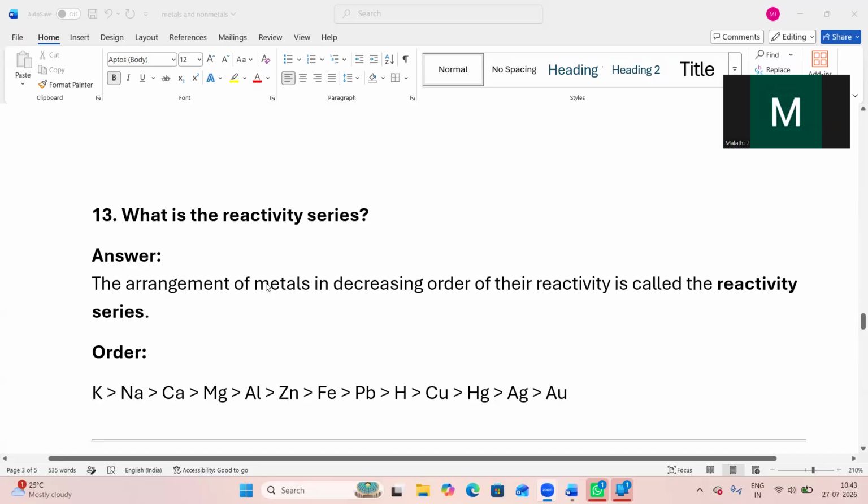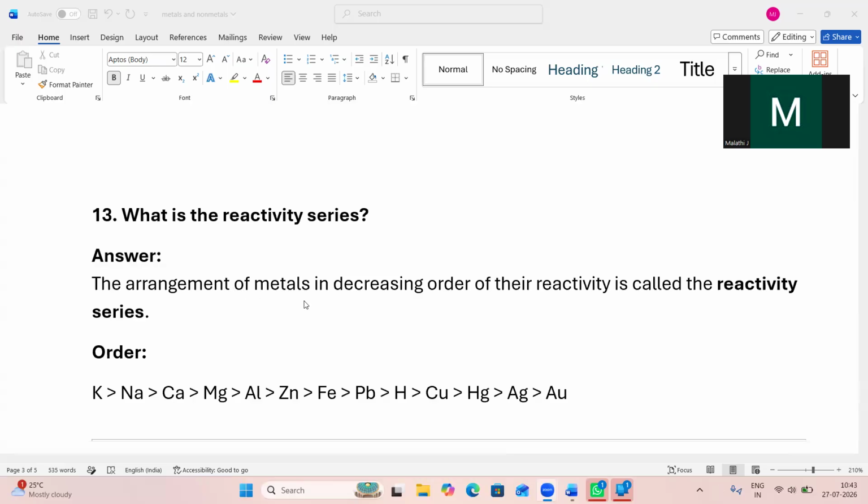Then, what is the reactivity series? And you should also write the order of those. In the first chapter we also explained chemical reactions and equations, how the reactivity series is present, how the metal reacts based on reactivity, and how we arrange the metals. Here in metals and non-metals there is also the reactivity series. We already studied more reactive, moderately reactive and less reactive elements. That is the arrangement we are doing.